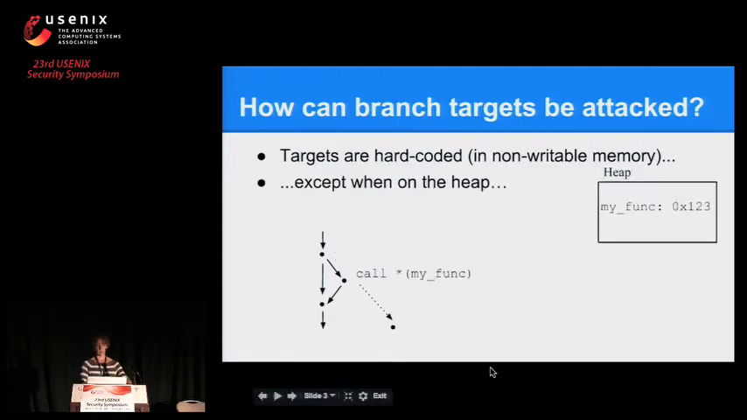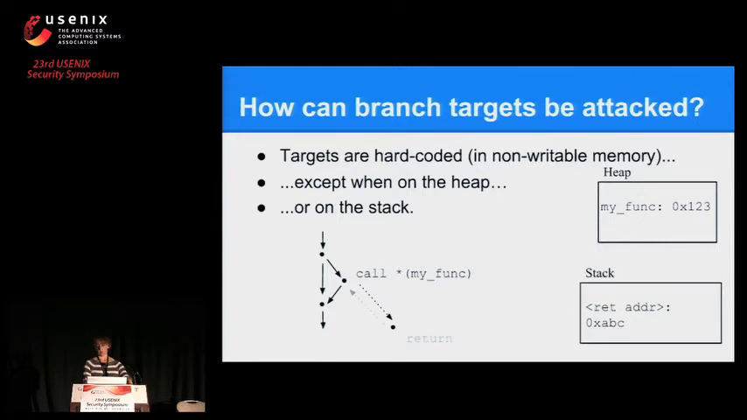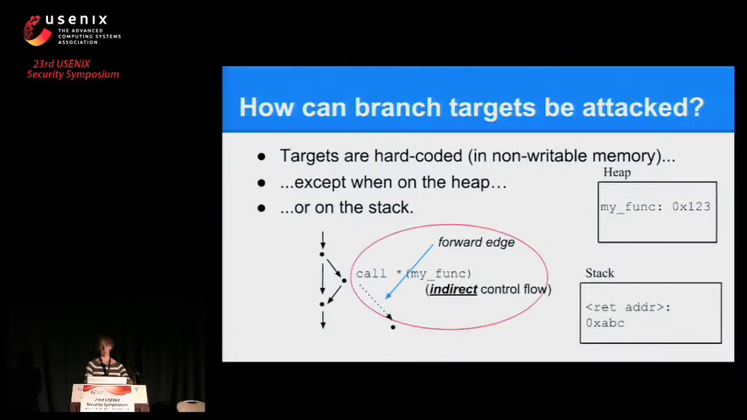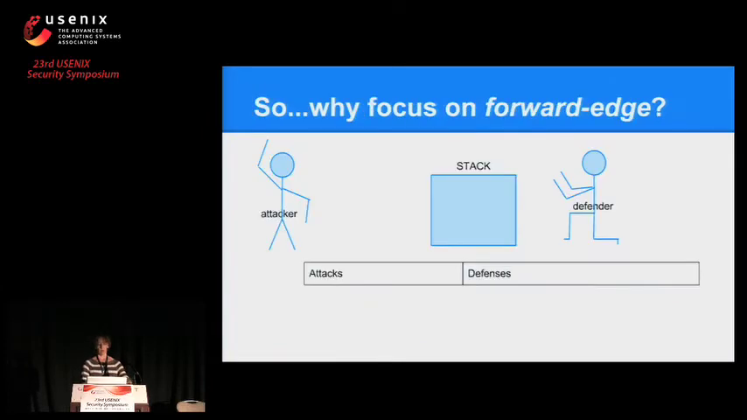However, you can have things like indirect function calls where the target of a branch or a jump instruction is stored in a pointer on the heap. This is indirect control flow. Or you could have a function return address being stored on the stack. So the indirect function call here would be a forward edge in the control flow graph, and the function return would be a backward edge in the control flow graph. As you might have inferred from the title of this talk, I'm going to be talking about protecting forward edges or indirect function calls. So why are we focusing on forward edges in particular?